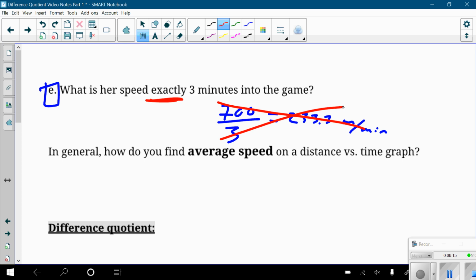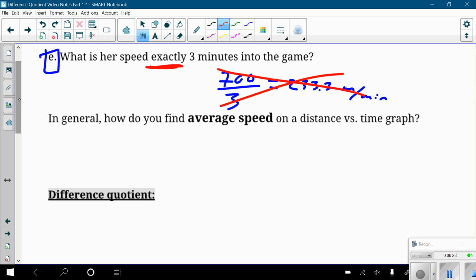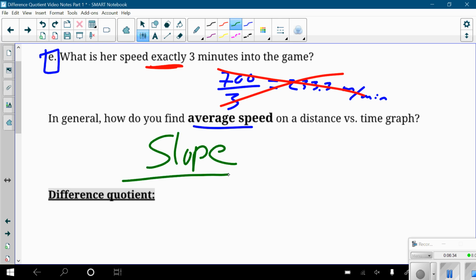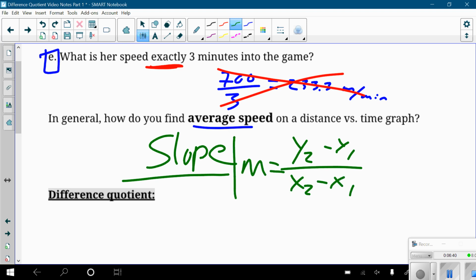This is a confusing question. This is a core, complicated question that we're going to come back to, but I want to get your brain thinking about that now. Maybe you have some ideas, maybe you have no idea. That's cool. We're going to come back to it. Don't worry. In general, though, how do you find average speed on a distance versus time graph? You do slope. y2 minus y1 over x2 minus x1. Slope. Okay, this should be familiar.